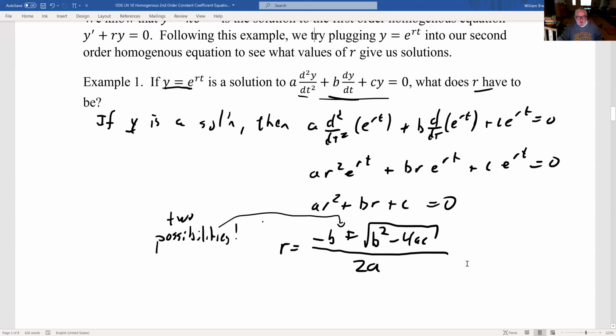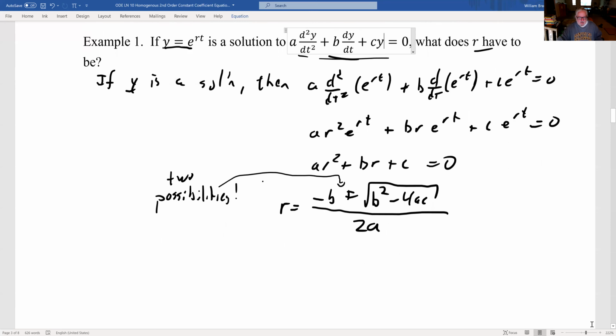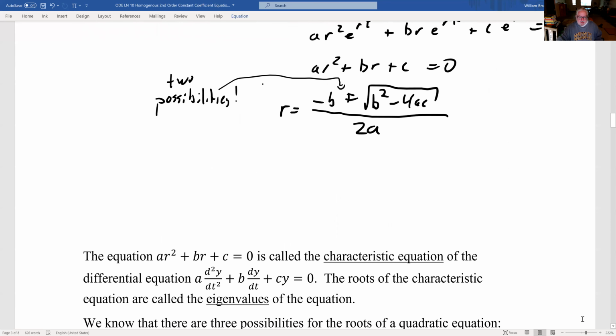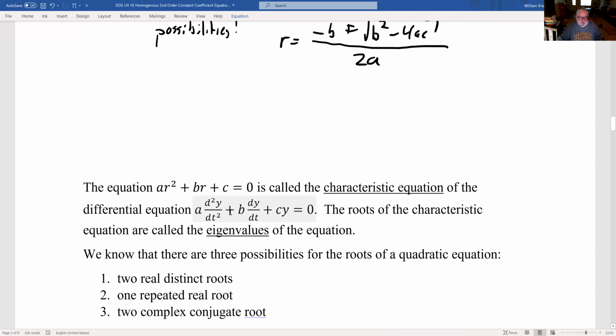So if y equals e to the rt is a solution, then what does r have to be? R has to be one of the roots of the quadratic equation you get when you replace the second derivative with r squared, the first derivative with r, and the function itself with 1. So this is called the characteristic equation of the differential equation, and the roots of the characteristic equation are called the eigenvalues of the equation.